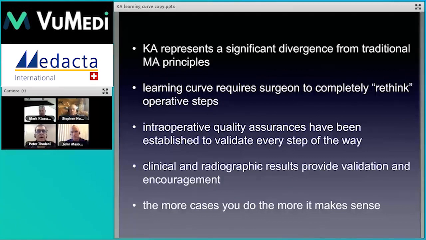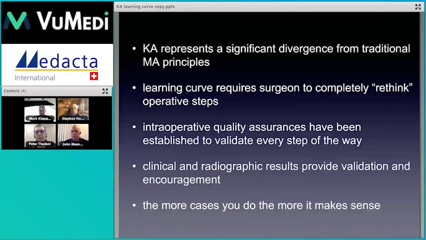In summary, I think kinematic alignment represents a significant divergence from traditional principles. You have to retrain your brain that it's a totally different operation. The learning curve involves completely rethinking your operative steps. There are intraoperative quality assurance measures that have been established and validated to confirm every step of the way during the procedure that you're doing it right and that you're going to wind up with a good reconstruction.